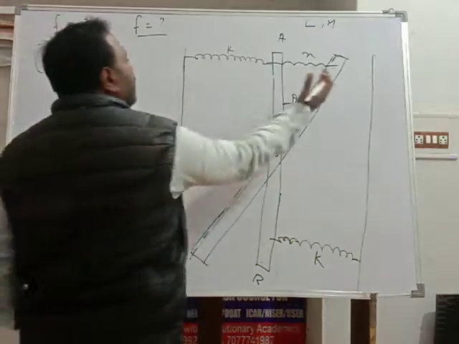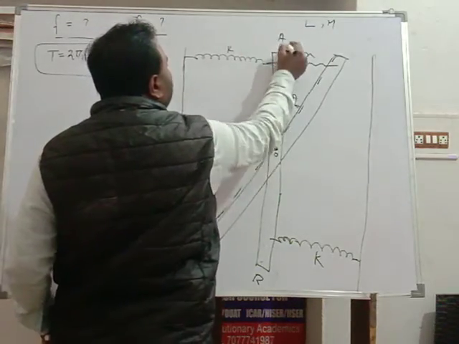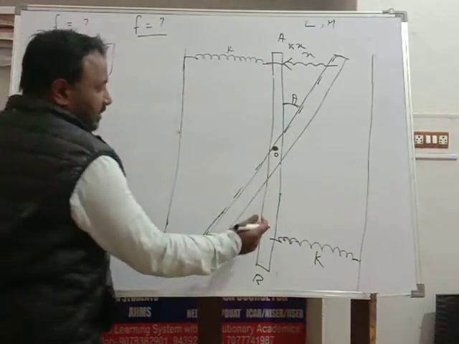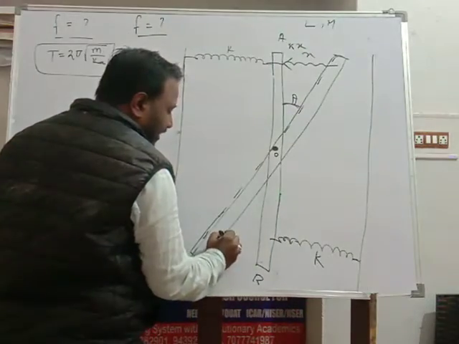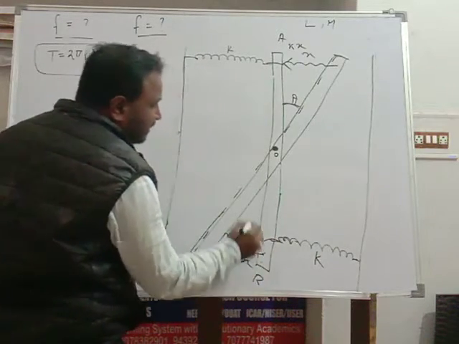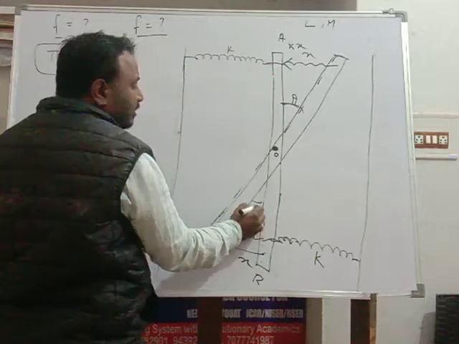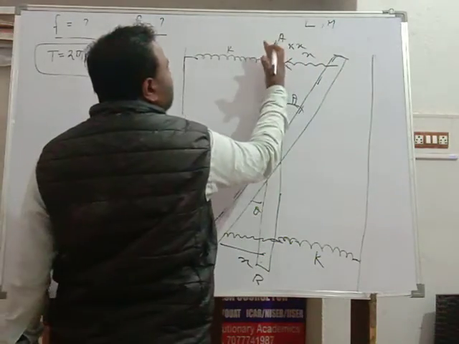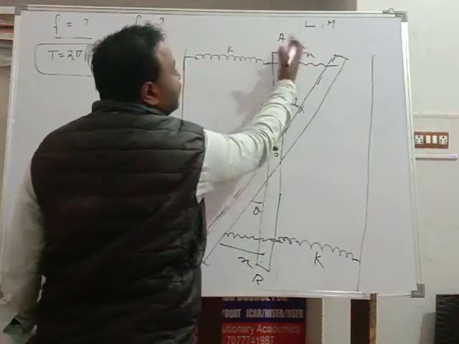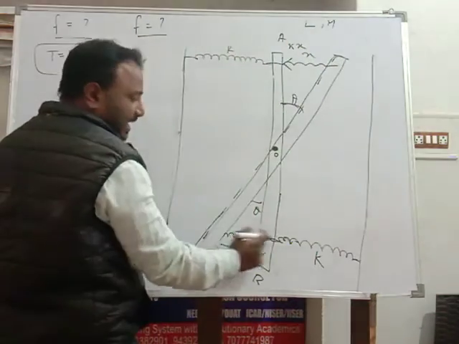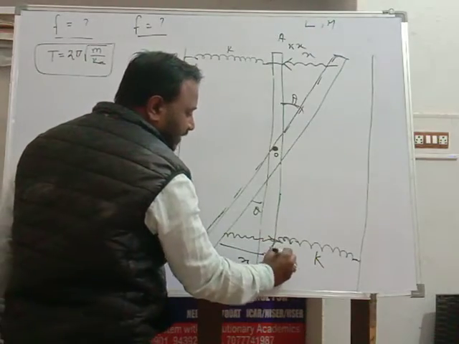So the spring force will act this way, that is equivalent to how much? Kx. Similarly, the spring will be elongated up to this, and this distance is also x. This angle is also theta, right? So whenever the rod is pushed this way, the spring force will act this way, and here the spring force will act this way, kx.